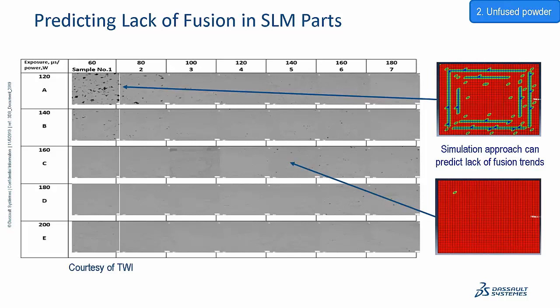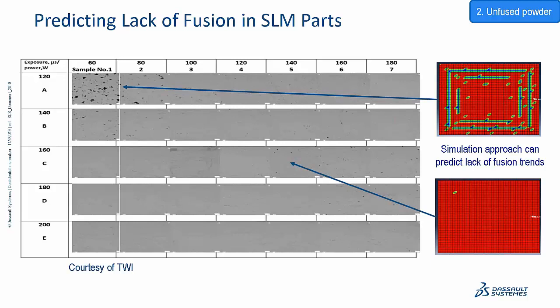Next category is unfused powder. The simulation approach can predict lack of fusion trend. On the left, TWI conducted a series of experiments to study the quality of SLM manufactured Type 64 with respect to different power and exposure time, where the black voids represent unfused powder in the manufactured layer. Similar results can be predicted by this metallurgical phase transformation framework.